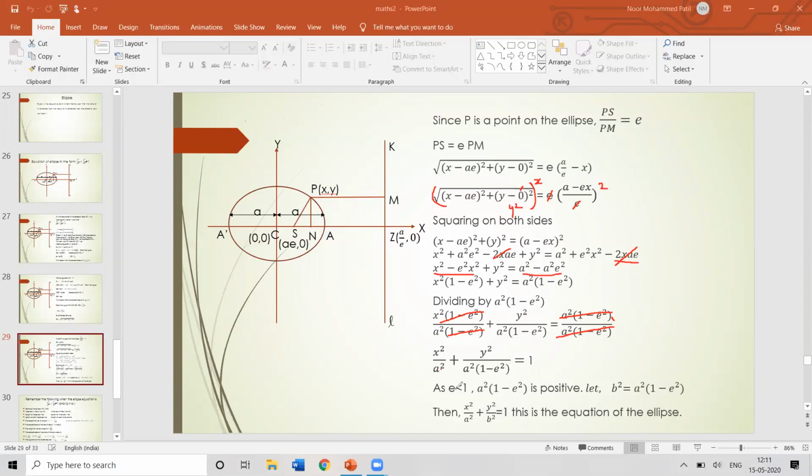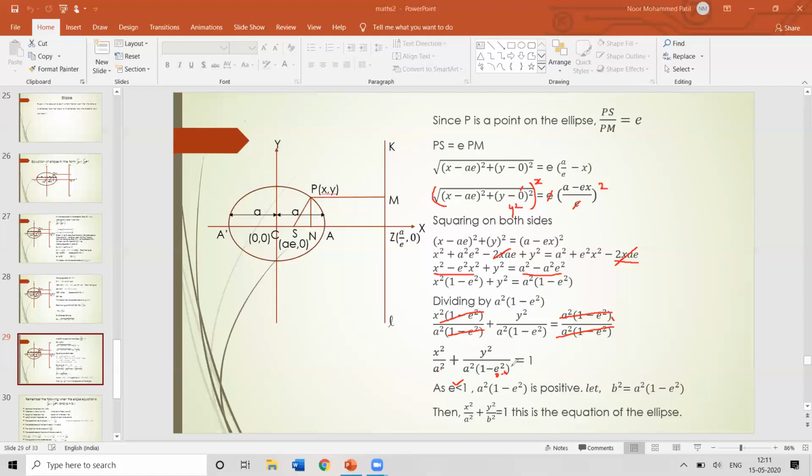Now the e value, we already know that if it is an ellipse, it will be less than 1. Eccentricity value will be less than 1 because of the ellipse. So when this e value is less than 1, it has to be like 0.9, 0.8, like that. So obviously this answer will be positive. When this answer is positive, the denominator is positive, and this total answer will be positive.